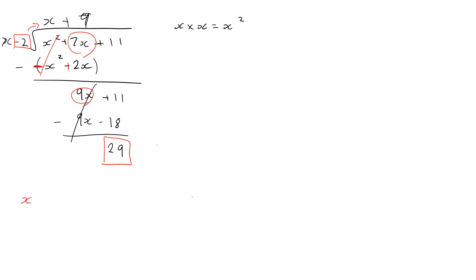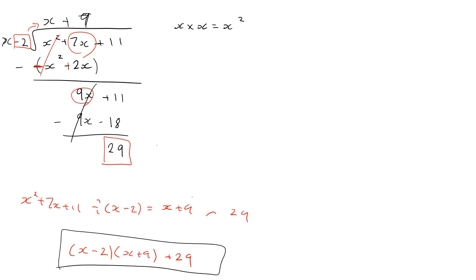So we're saying that x squared plus 7x plus 11 divided by x minus 2 is equal to x plus 9, remainder 29. We can write this as x minus 2 times x plus 9, plus 29. And if you expand the brackets, you'll find that this form equals x squared plus 7x plus 11.